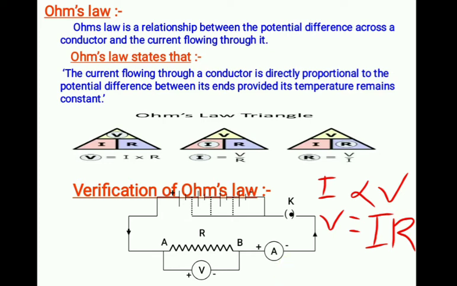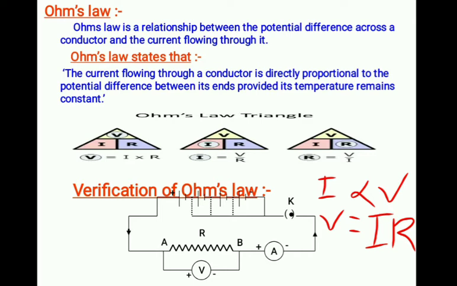Mathematically we can write Ohm's law as I is directly proportional to V, or V is directly proportional to I, or V is equal to I into R. Here R is the constant of proportionality known as the resistance, which depends upon certain factors. We will discuss it in the next slide.